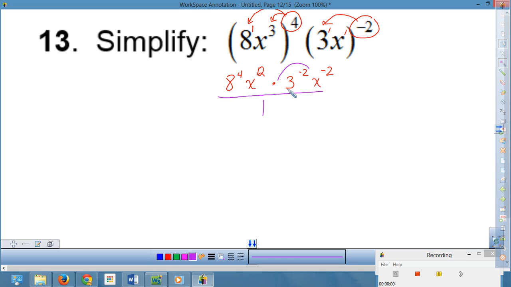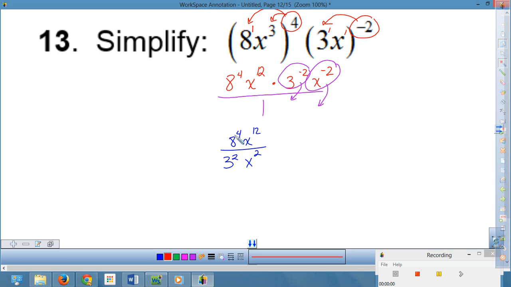So that means that this whole term right here is going to move to the bottom and then have a positive 2 exponent, as well as this, because it has a negative exponent also. And so really, what we'll end up with is 8 to the 4th, x to the 12th, over 3 squared, x squared. Okay?